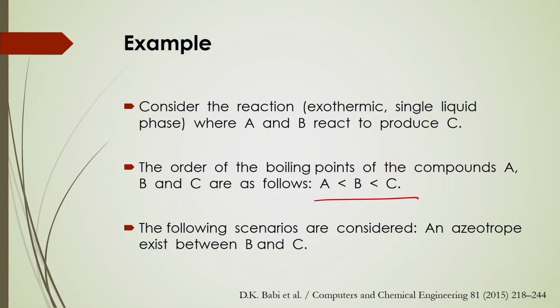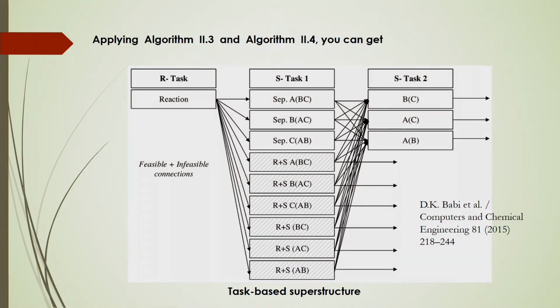If so, then you have to find out whether any azeotropes will be formed between the components A, B, C or not, because the byproducts that will be coming may form azeotropes, and these azeotropes may have similar kinds of boiling points after the products. So that is also to be considered, whether the products will be forming any azeotropes or not. Now based on algorithm 2.3 and algorithm 2.4, you can get this type of task based superstructure of simultaneous phenomena based building blocks there.